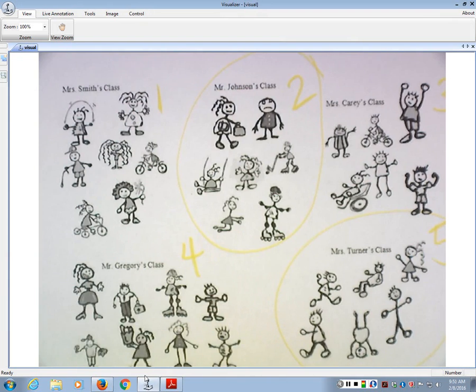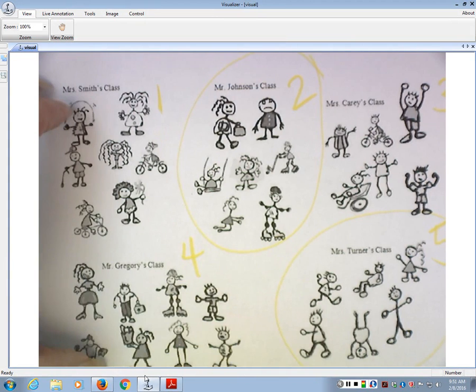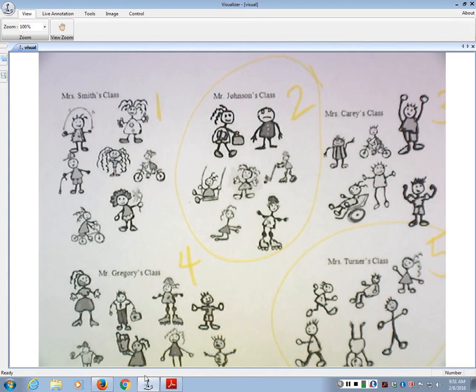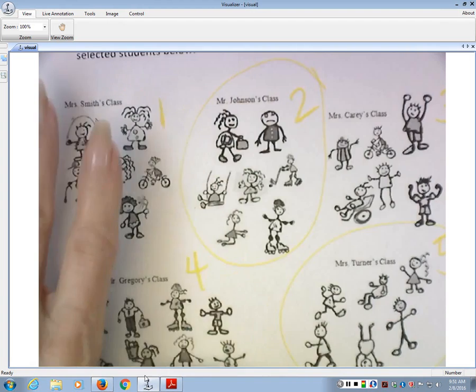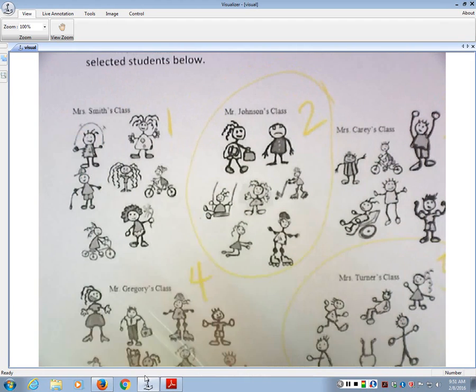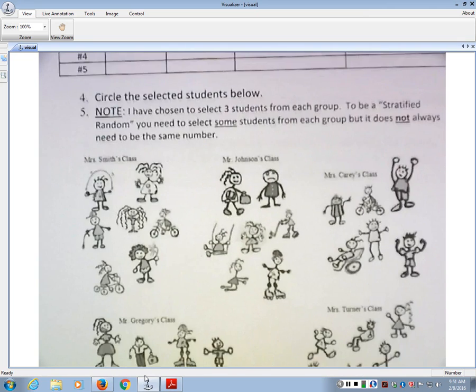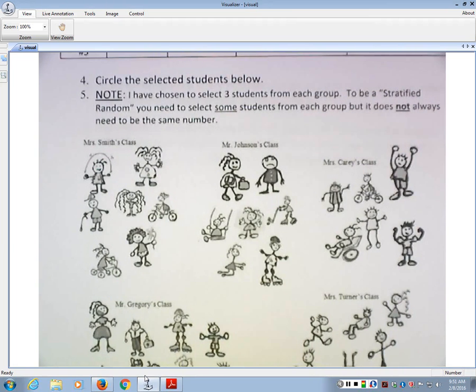Whereas if I had chosen groups 1 and 4, I would have had 7 and 8, which would have been 15. Or if I chose group 4 and 3, that would have been 14. So I could have gotten different sizes, but the key here was that I would have been choosing some of the groups. That would have been different from stratified, where I would have chosen some from every single group.